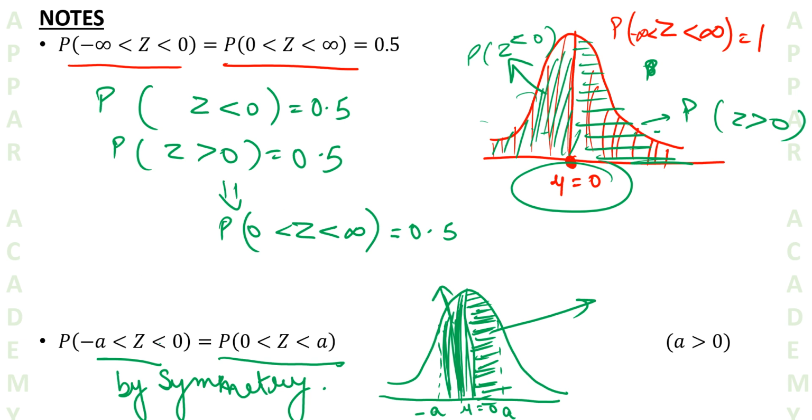And third, by the rule of symmetry, the probability that z lies between minus a and 0 is the same as the probability that z lies between 0 and a. So basically, all we need is to keep these three properties in mind in order to solve the question, and it will become much easier to do now.